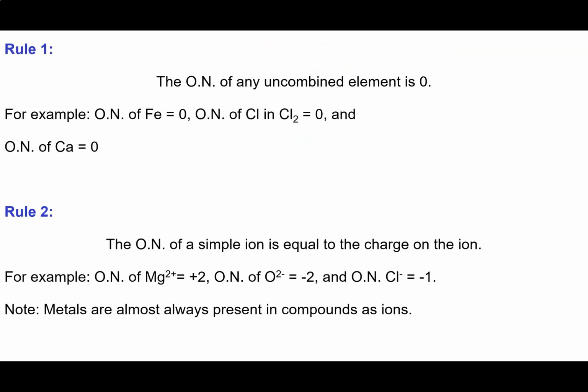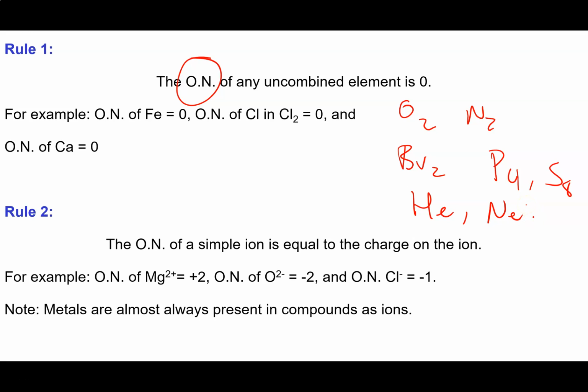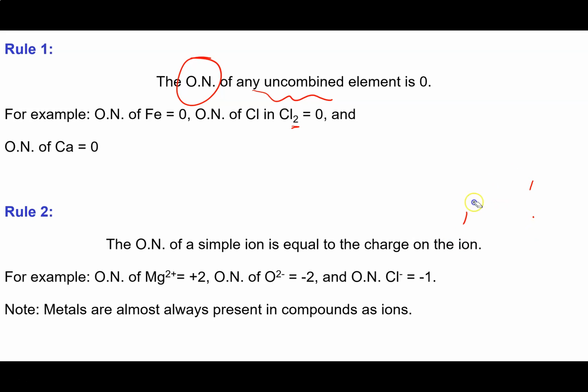So the first rule is pretty simple. The oxidation number of any uncombined element, so O2, N2, Br2, if it's a diatomic element, P4, S8, all of the other ones are just individual atoms, aren't they? Monatomic elements. The oxidation number of any uncombined element is 0. Pretty simple. All you have to remember is that 7 of our elements are diatomic, and then we have P4 and S8, and everything else is monatomic, right?